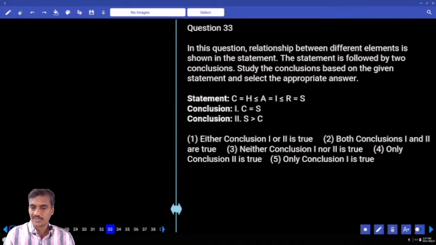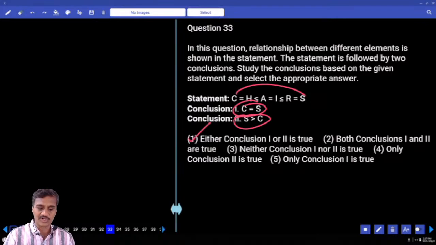Then 33, the relation between C and S. C to S. Tell me which symbol is common, lesser than or equals to. C lesser than or equals to S, S greater than or equals to C. Either greater or equal, choice 1, 33.